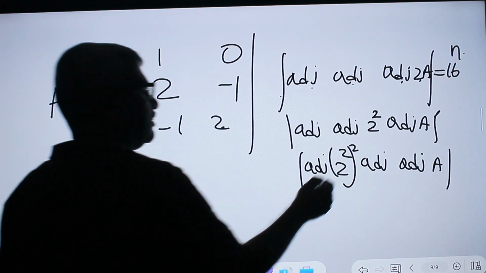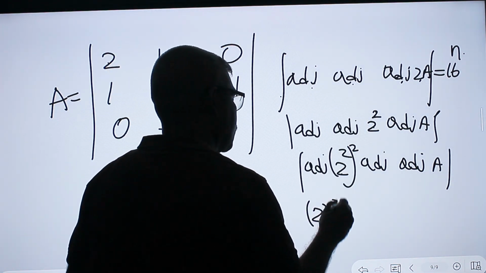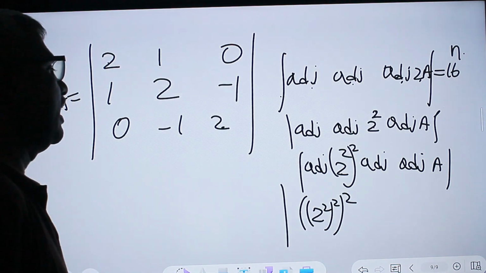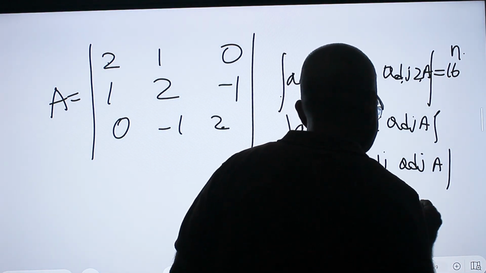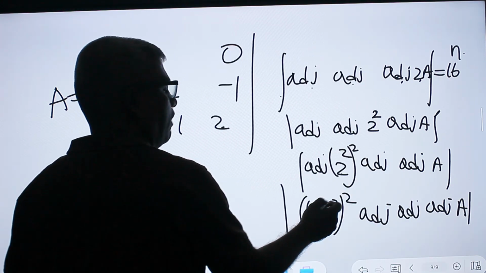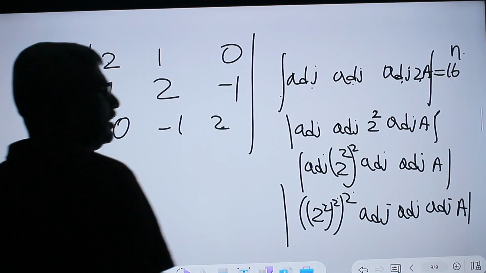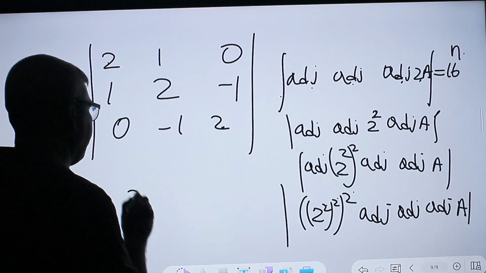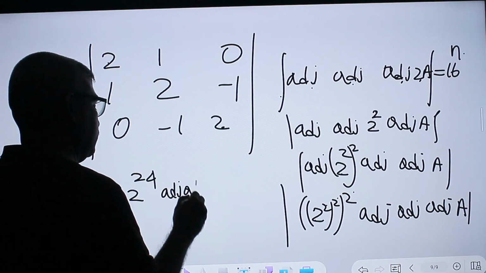Then this is coming here: 2 square square square, adjoint A. So it is 2 power 4, 2 power 8. When 2 power 8 is coming out, it will be cubed because it is a 3 cross 3 matrix. So 2 power 24, adjoint A.